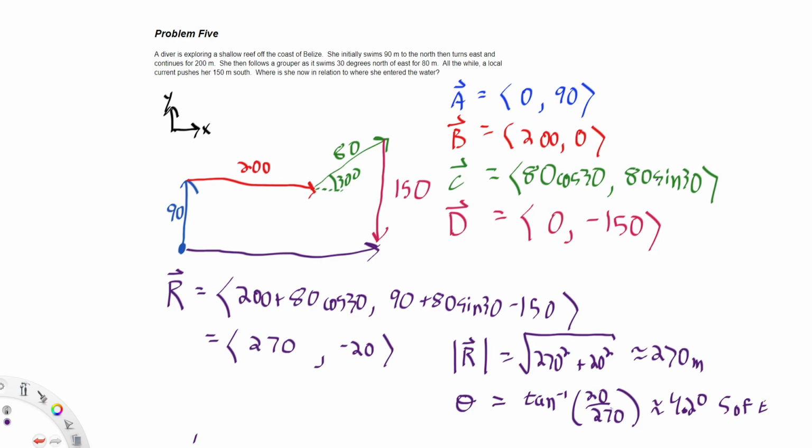Okay. We have questions on problem 5. Does everyone feel okay about this one?